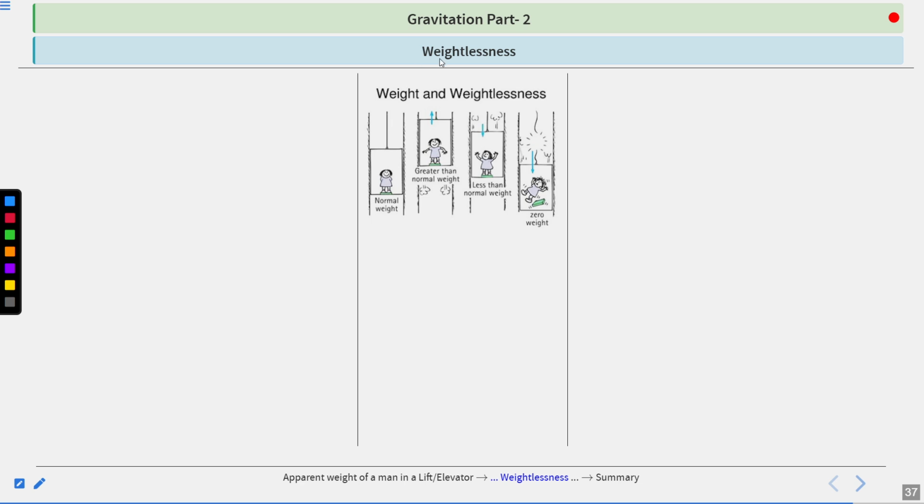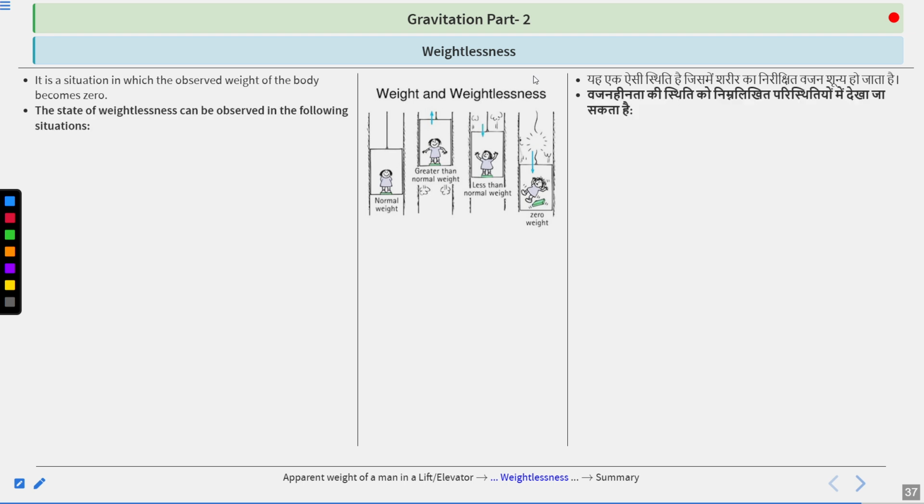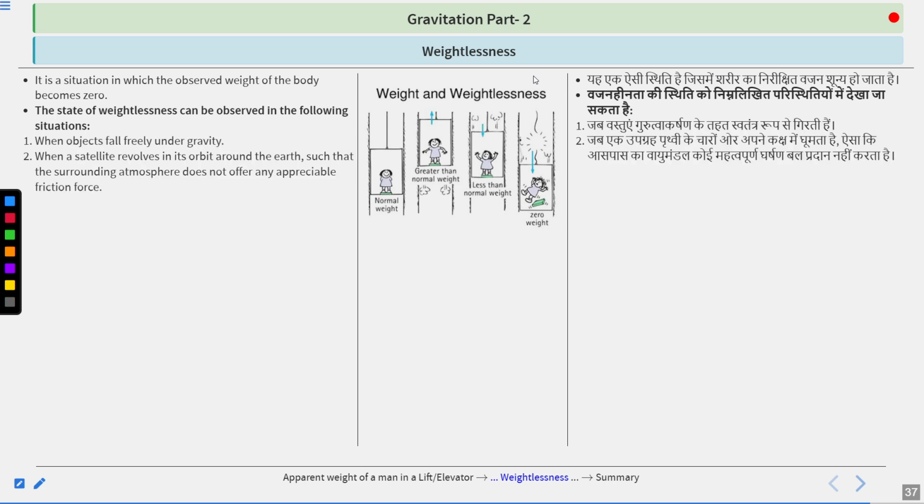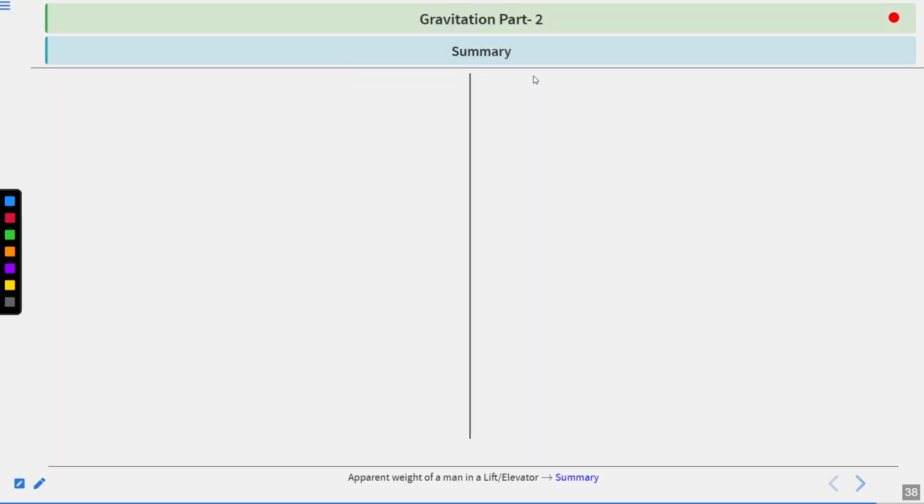Now, what is the weightlessness condition? It is a situation in which the observed weight of a body becomes zero. The state of weightlessness can be observed in the following situations: when an object falls freely under the influence of gravity, when a satellite revolves in its orbit around the Earth such that the surrounding atmosphere does not offer any appreciable friction force, and when bodies are at null points in outer space.